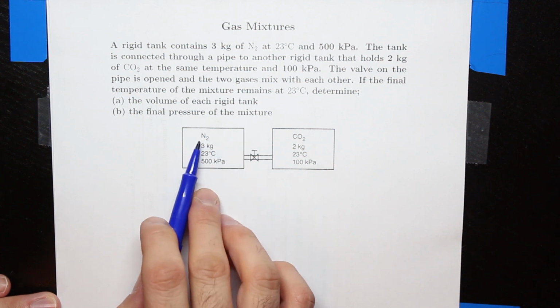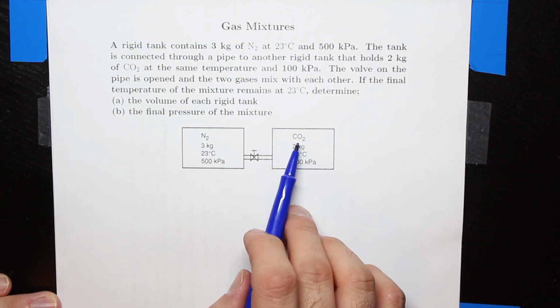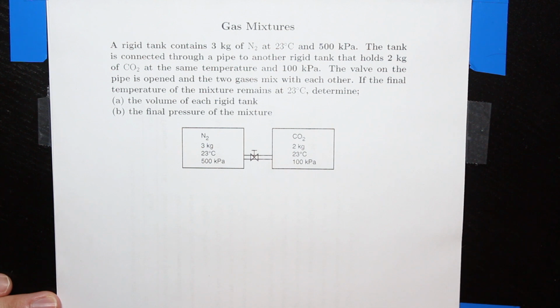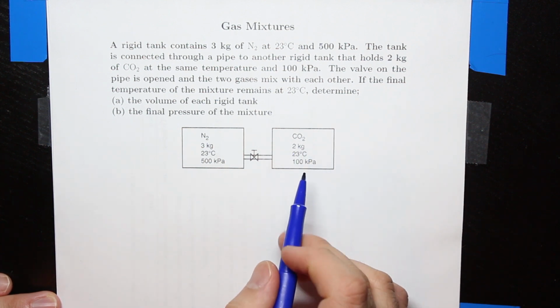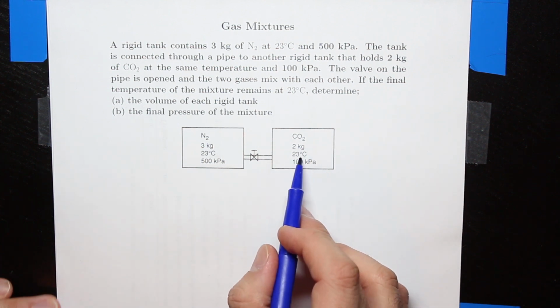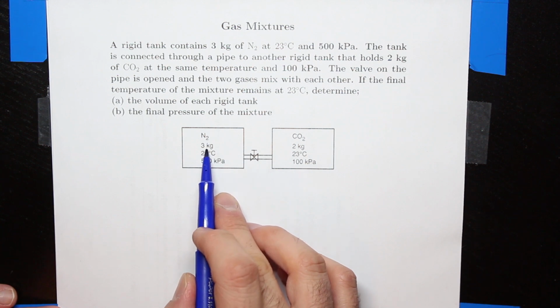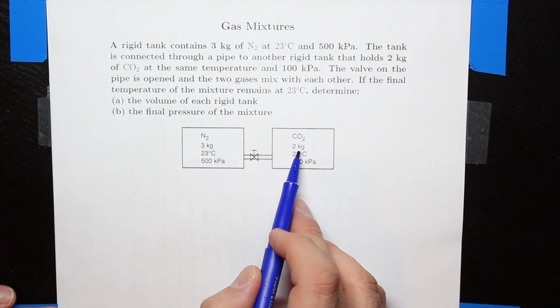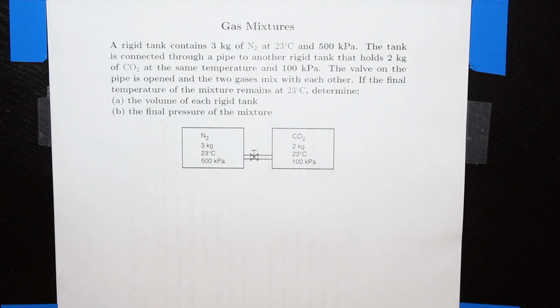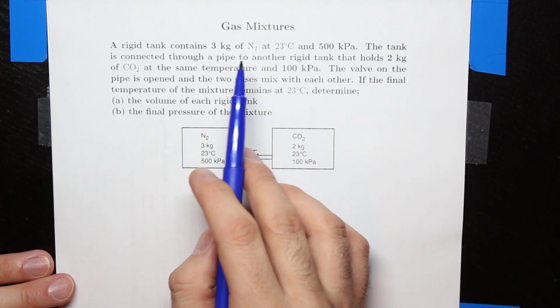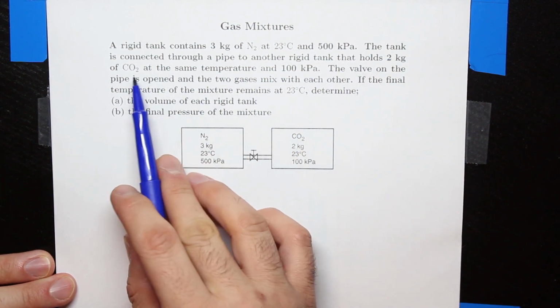On the left hand side, we have nitrogen. On the right hand side, we have CO2, carbon dioxide, and the pressure is given, the temperature is given, and also for each gas, the mass of the gas is given. All right. So the problem statement pretty much explains the same thing.